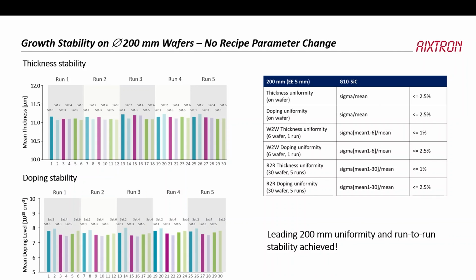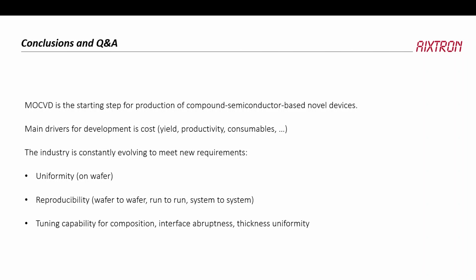Yeah, this is reproducibility. I think it's also 200 millimeter wafers. We've done 30 wafers split over 5 runs, and you can see the thickness is quite uniform, reproducible from wafer to wafer, from run to run, as well as the doping stability. So we will say that this is setting the stage for commercialization of 200 millimeter silicon carbide products when they become available or when they become interesting for the industry. And that's it.